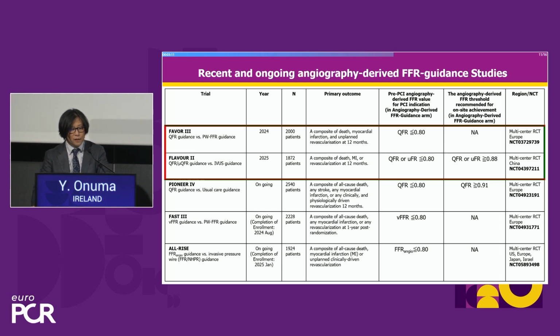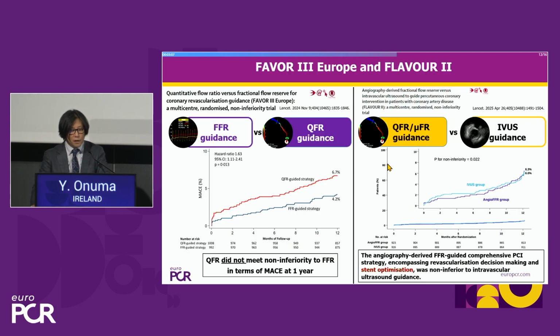So just to look at FAVOR 3 and FLAVOR 2, FAVOR 3 was comparing the FFR guidance versus QFR guidance, conducted in Europe. And if you look at this Kaplan-Meier curve, QFR did not really achieve non-inferiority to the FFR guidance in terms of MACE at 1 year.